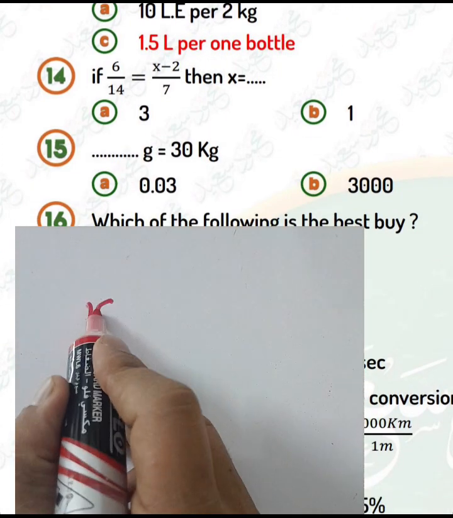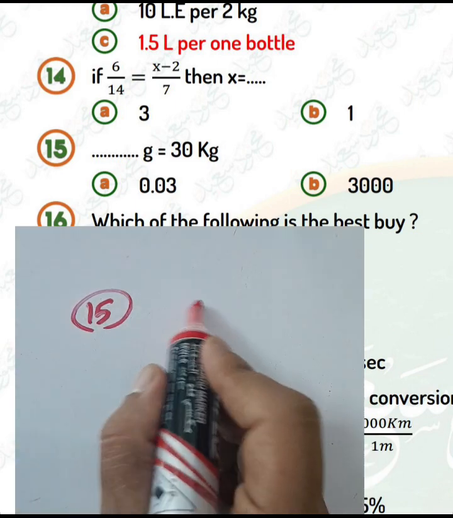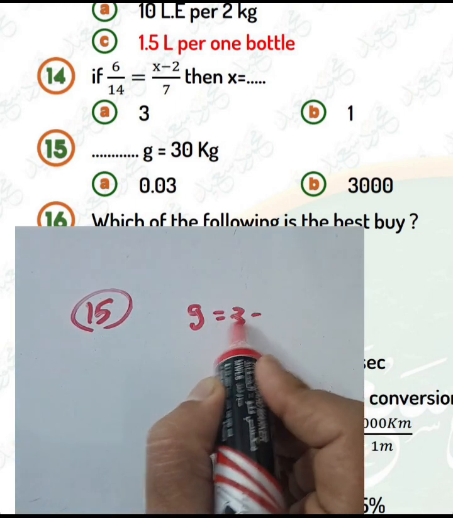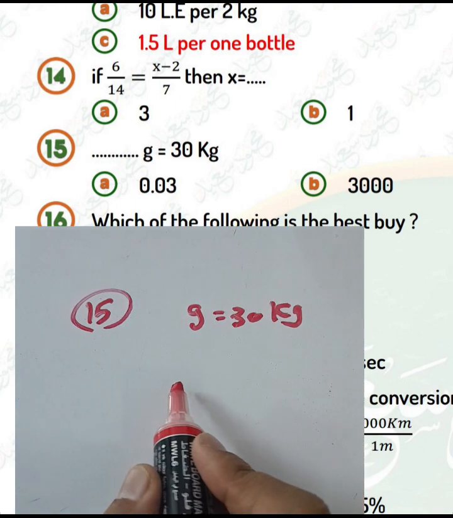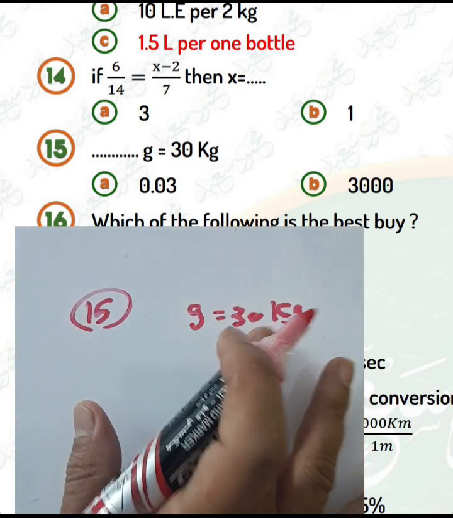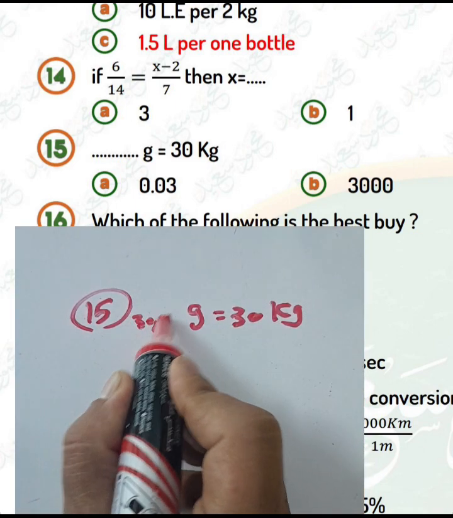Question 15. Blank gram equals 30 kilogram. To convert from kilogram to gram, multiply by 1000, then the result will be 30,000.